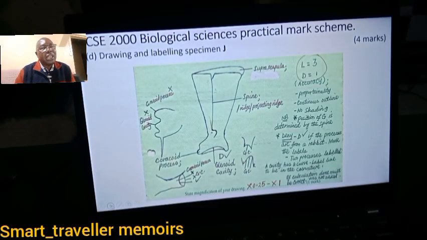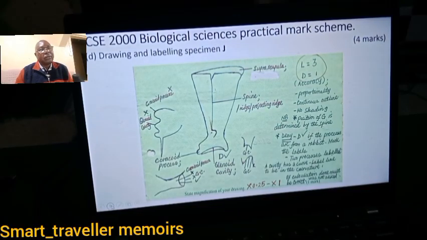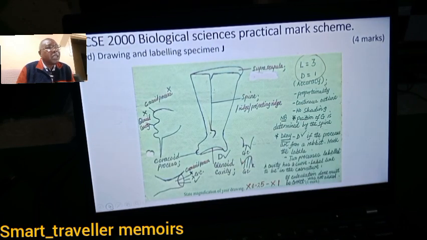Rabos, 3 marks, drawing 1 mark, total 4 marks. 2E, type of joint specimen J forms with the bone of the upper arm is known as ball and socket. 2F, naming the part on specimen J which increases the surface area for muscle attachment. This is called the spine, or you can use the other ones, ridge or projecting ridge.